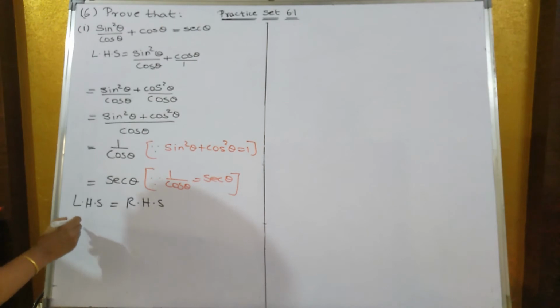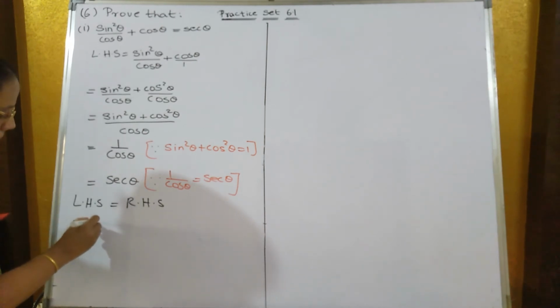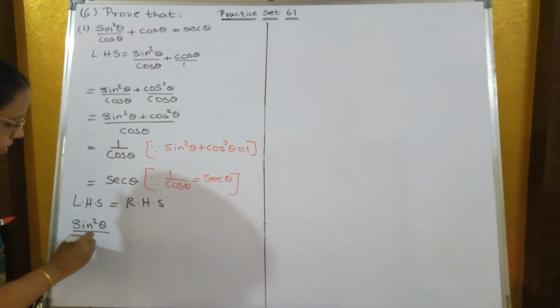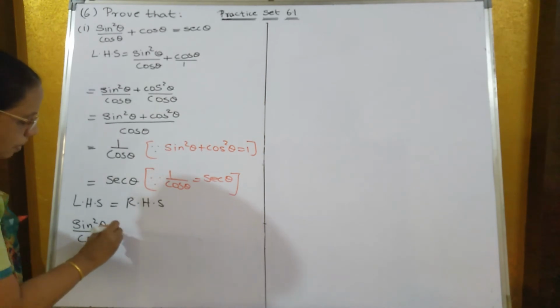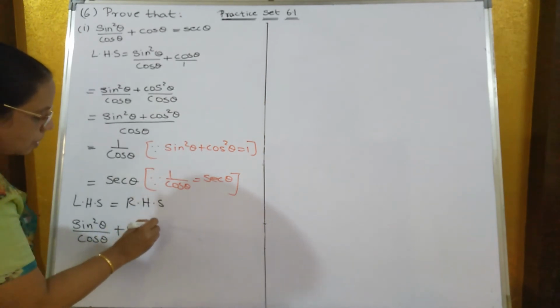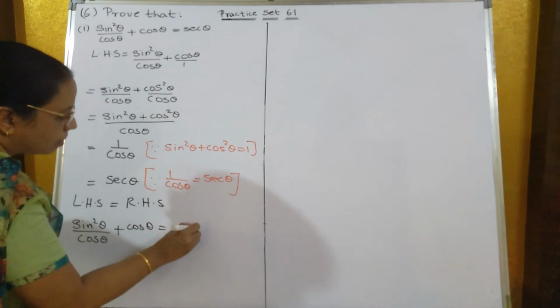Therefore sin square theta upon cos theta plus a cos theta is equal to a sec theta.